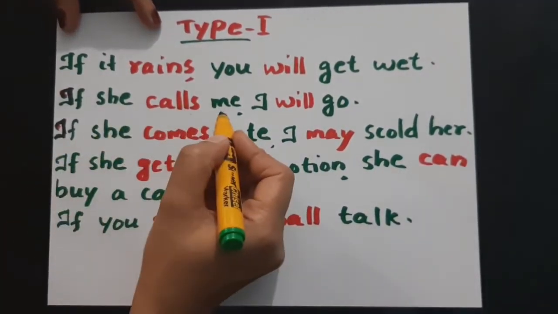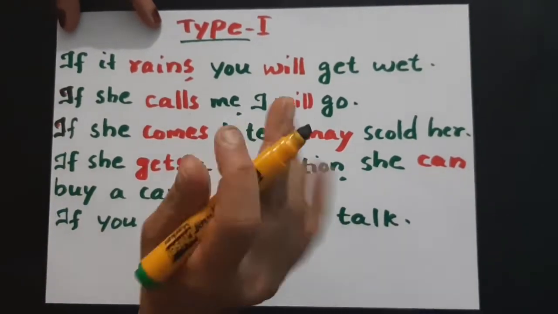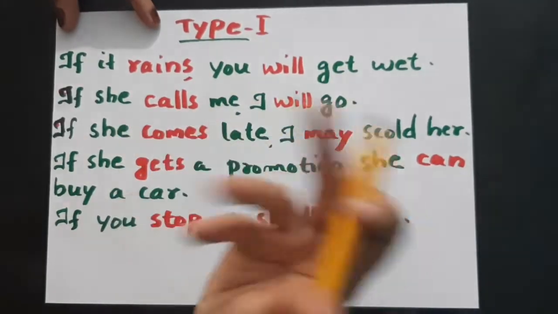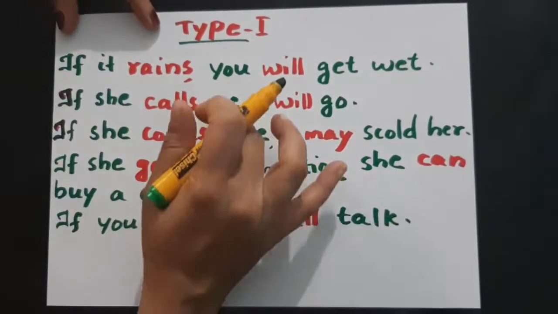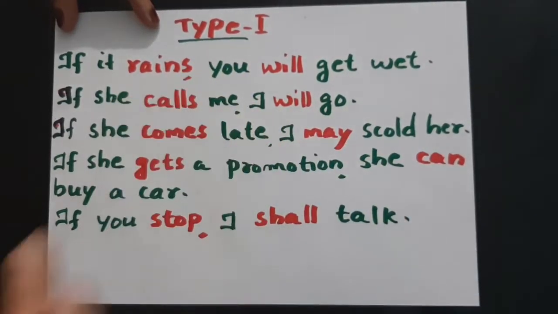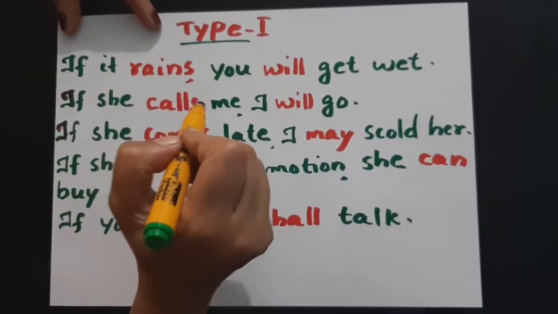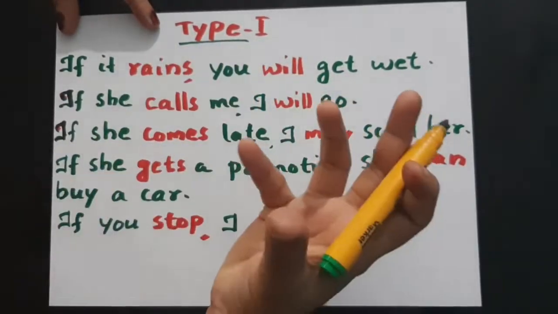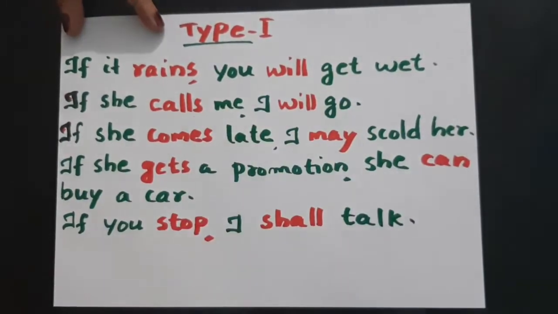If she calls me, I will go. It means if she calls me, definitely I will go. There is a possibility. I will go there. Definitely I will go. Surely I will go. So that is it. In type 1 conditionals, you can tell about things that are possible, which are likely to happen.